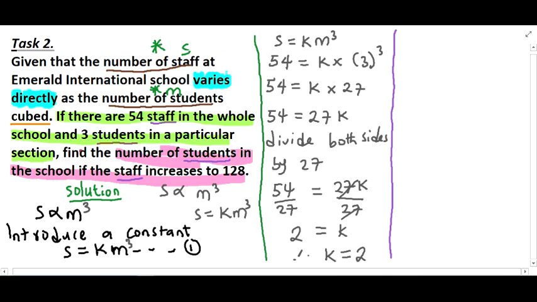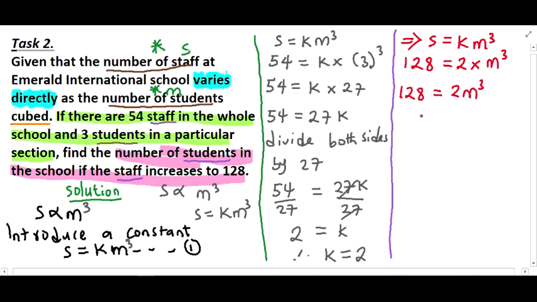Okay, so everything we do, I told you in variation, we'll have to bring our general equation. So our general equation here is saying that S equal to k m cubed. Now they are saying find the number of students in the school if the staff increases to 128. So 128 is the number of staff, right? Now k, according to the question, is 2, multiplied by m cubed, because m is the number of students, which we don't know. So 128 is equal to 2 times m cubed, which gives us 2m cubed.